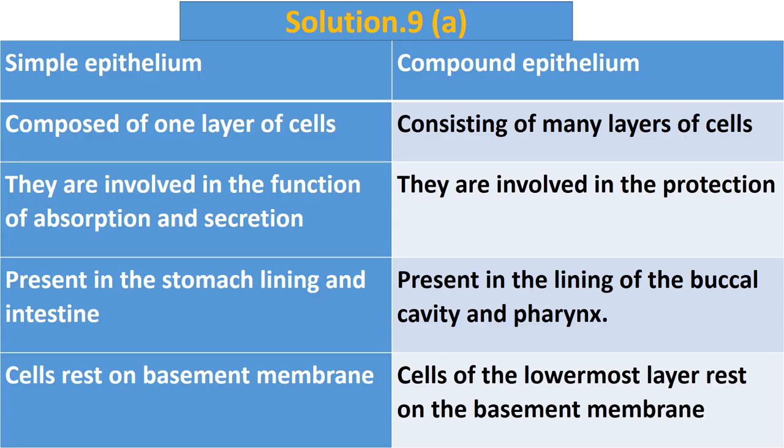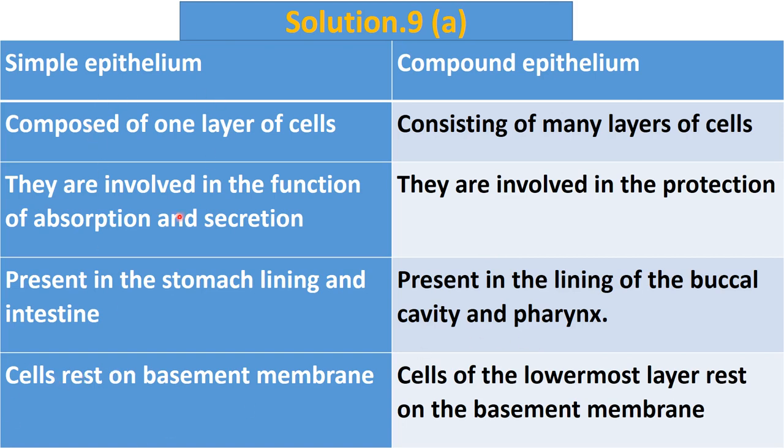Next is the answer for question number 9 of NCERT. A part of the 9th question I gave as homework, and the question is: differentiate simple epithelium and compound epithelium. These are the differences. Simple epithelium is composed of one layer of cells, while compound epithelium consists of many layers of cells. This is the first difference. Second, simple epithelium is involved in the function of absorption and secretion, while the function of compound epithelium is protection. Simple epithelium is present in the stomach lining and intestine, while compound epithelium is present in the lining of buccal cavity and pharynx.